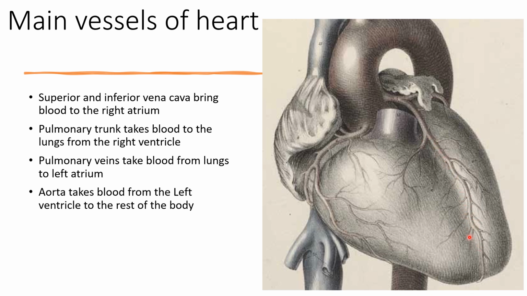So the sulcus is a depression. The interventricular sulcus, the anterior interventricular sulcus, is here. The atrioventricular sulcus is here. And you can see the blood vessels as they go to feed the heart first.